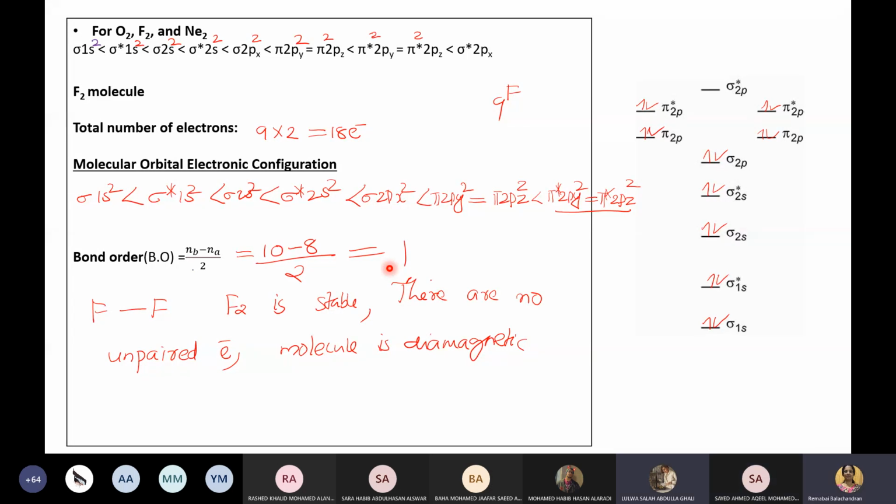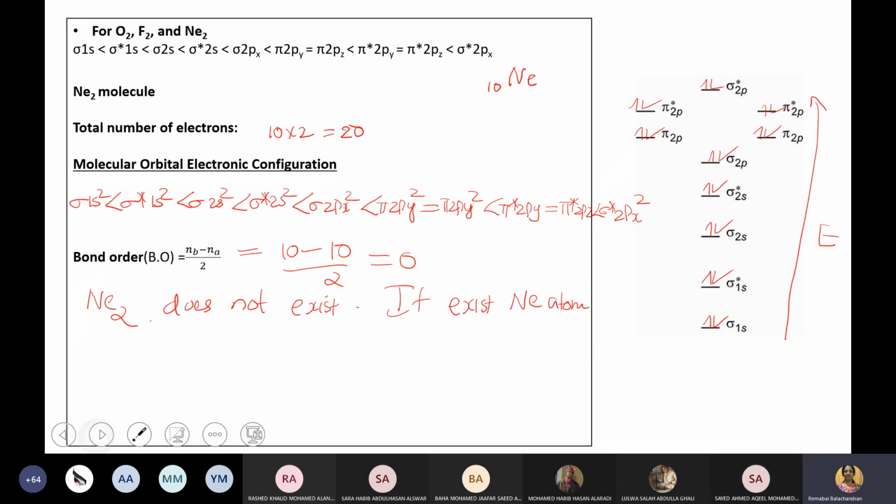Without star, yes. 8 is from the orbitals with star. So bond order is (10 minus 8) over 2, which is 1. So the F2 molecule is stable. There are no unpaired electrons, so the molecule is diamagnetic.